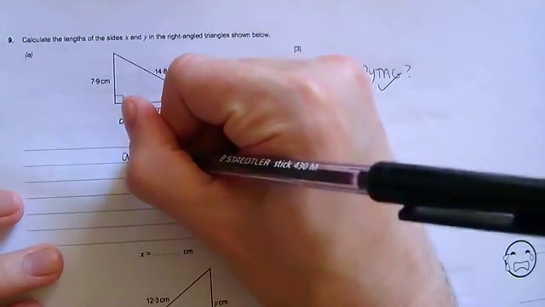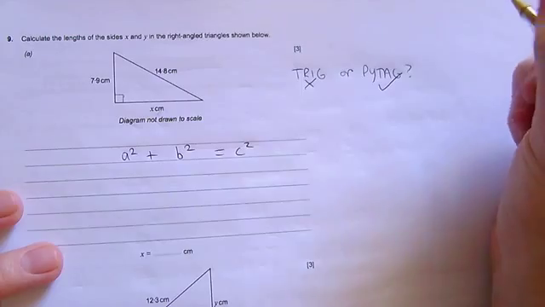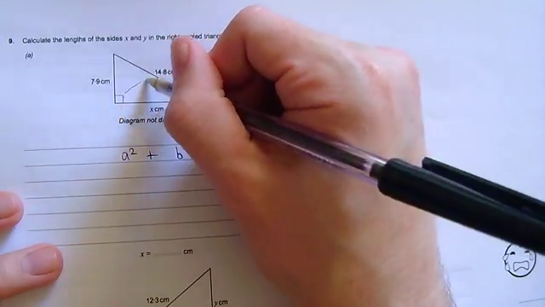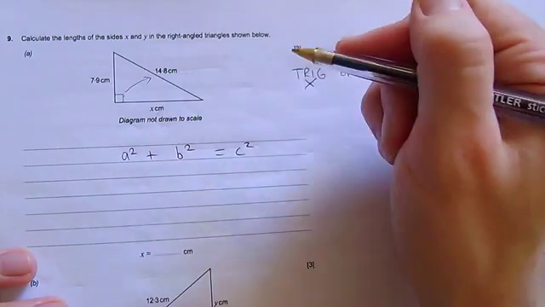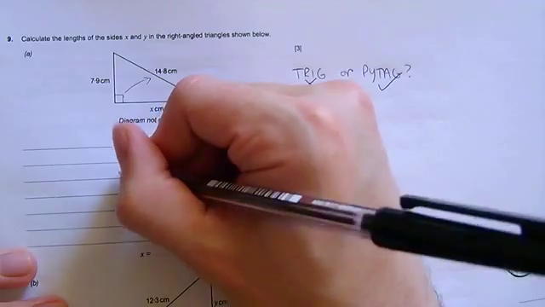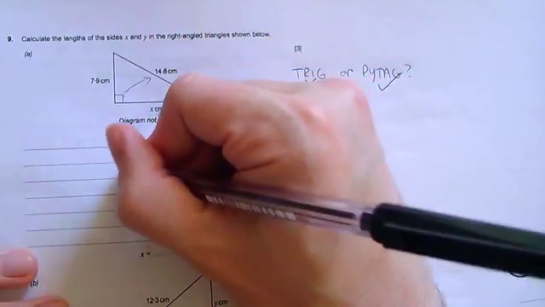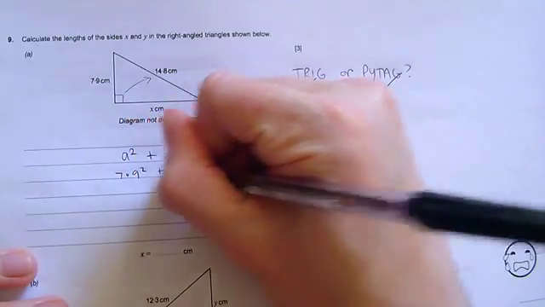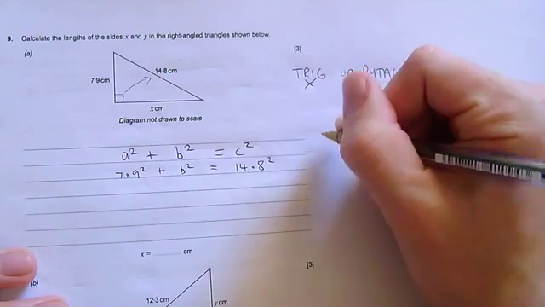So Pythag states a squared plus b squared equals c squared, where c is the hypotenuse. The right angle always points at the hypotenuse. Now in this case, we're already given that. Now you've got two options. You can either sub into this and say a and b, it doesn't matter which way round you call a and b. We could say 7.9 squared plus b squared equals 14.8 squared. That's one way of doing it.